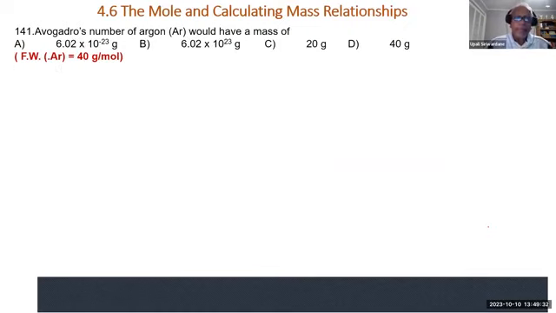Argon would have a formula weight of 40. Formula weight is given in grams per 1 mole. Therefore, formula weight, calculated from the periodic table, always tells you the number of grams in 1 mole. Therefore, 1 mole should weigh 40 grams of argon.